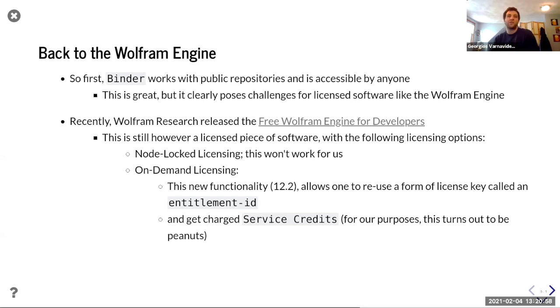So currently it comes with two options. Your license can either be node locked, so it's essentially tied to your machine. That option won't work for us, mostly because we want to be building this on demand, right? In whatever cloud server mybinder.org is running. But as of 12.2, there's also this other licensing scheme called on-demand licensing, which essentially allows one to reuse a license key called an entitlement ID. So you pass it this entitlement ID, and then for every kernel hour, you get charged some service credits, which for our purposes at least turns out to be peanuts.